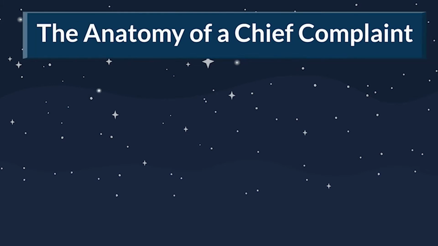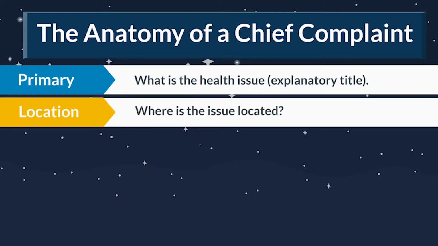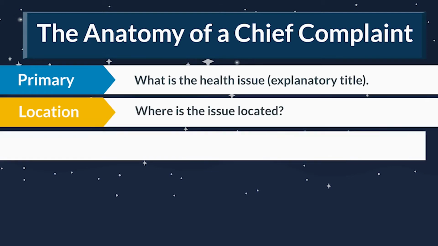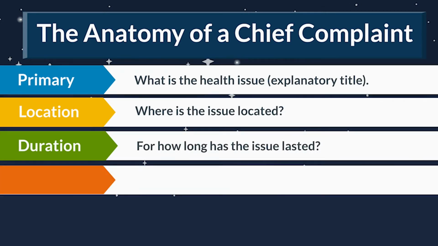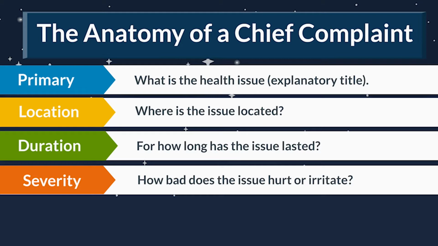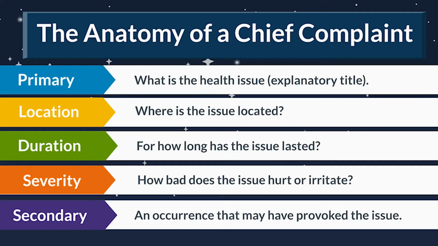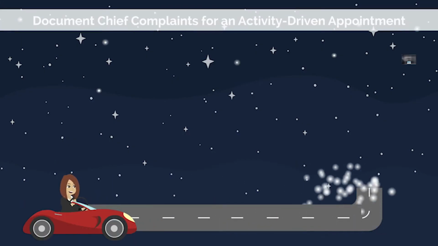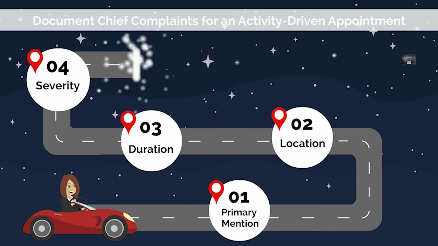Here is the anatomy of a chief complaint and how it should be documented. First is the primary mention, which should be the title of the health issue, the location, where is the health issue located, the duration, for how long has the health issue lasted, the severity, how bad does the health issue hurt or irritate. Lastly is a secondary mention, which is the reporting of an occurrence that may have provoked the health issue itself. And just like Janie, you're able to document each chief complaint and have an activity-driven appointment every time.